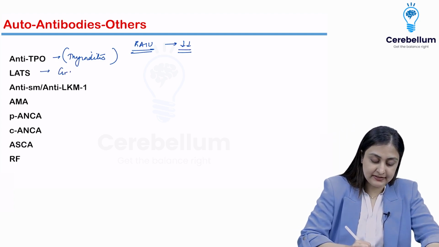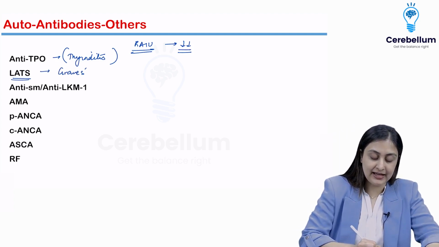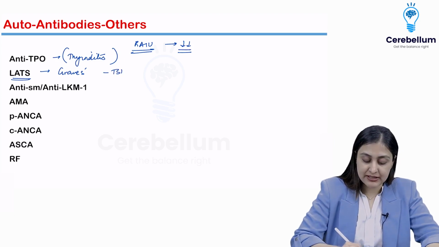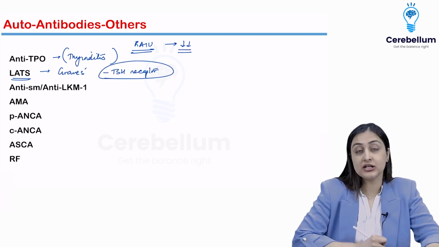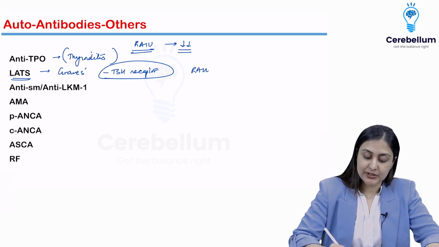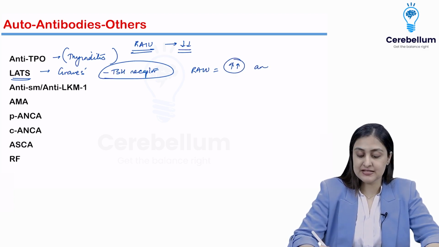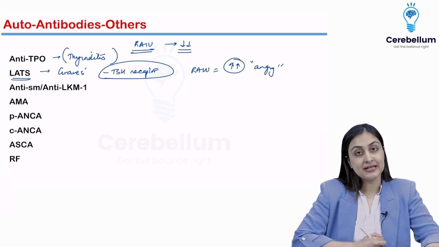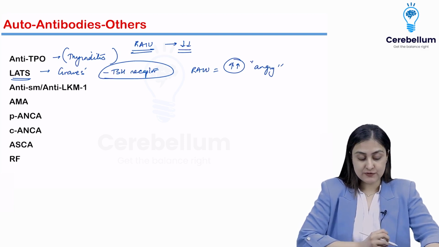LATS is seen in Graves. So these are your long-acting thyroid stimulator. These are your TSH receptor antibodies which auto-activate the TSH receptors. And Graves, as you know, on radioactive iodine uptake study is going to show you diffusely increased uptake. It looks as if the thyroid is angry. Okay, so this is Graves for you.